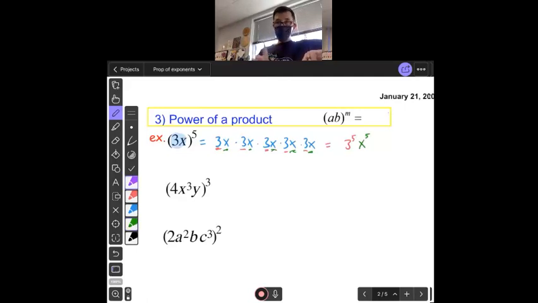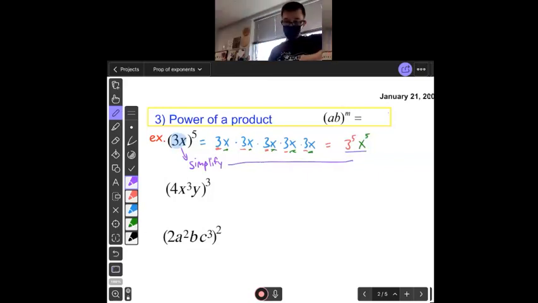You guys will be asked to do 2 different things, as far as instructions go. One thing, this problem, I would just ask you to simplify. So I'm just asking you to simplify this problem, going from 3x to the 5th to 3 to the 5th, x to the 5th. So there it is, simplified.